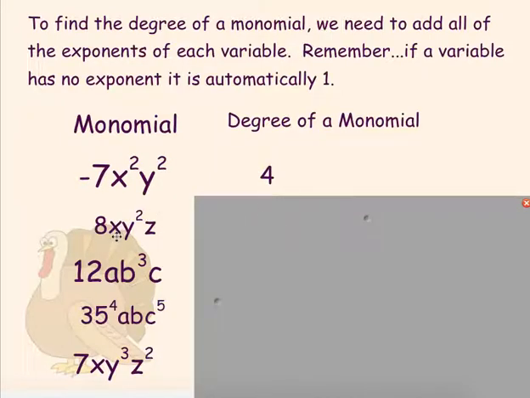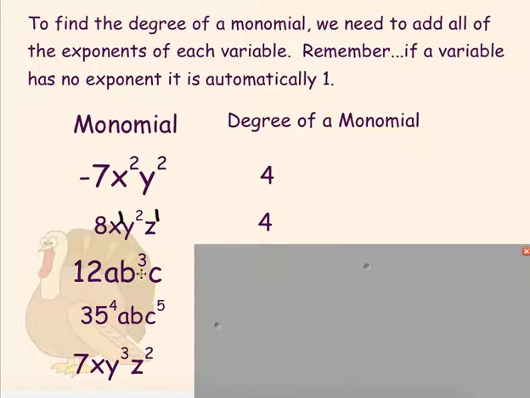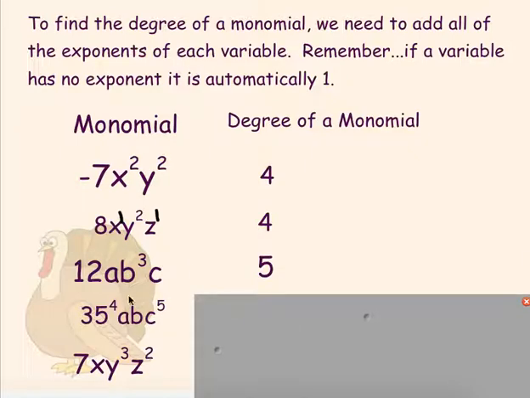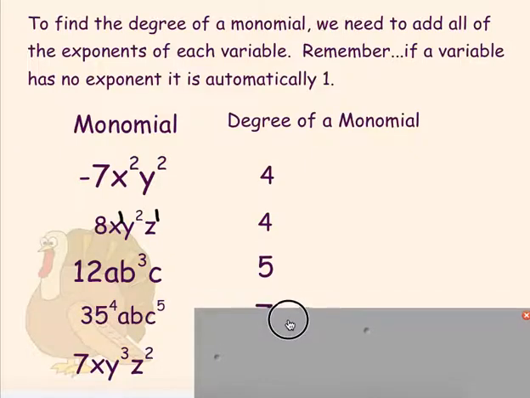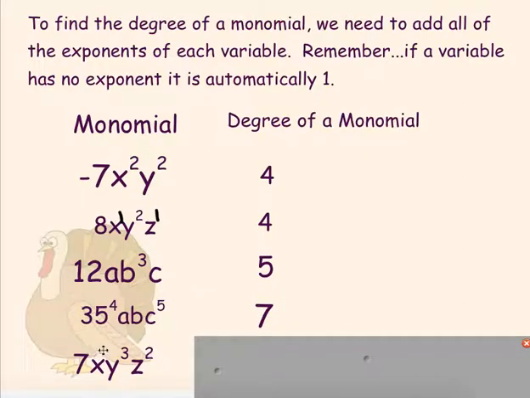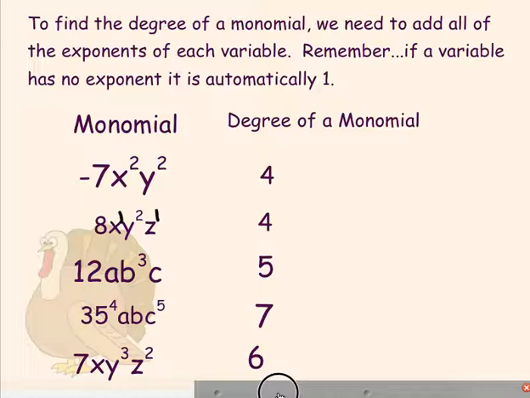If we don't see an exponent, we can assume, well, we know actually, that exponent is 1, which means we can add up 1 plus 2 plus 1, so we get a degree of 4. Again, we have a to the first, b to the third, c to the first, so 1 plus 3 plus 1 is 5. Now, a little trickier, this 35 to the 4th, although we see an exponent, it's on a coefficient, which we don't include into our degree. But we do include a to the first, b to the first, and c to the 5th to get a degree of 7. And lastly, we have 1, 3, and 2 added together to get 6.